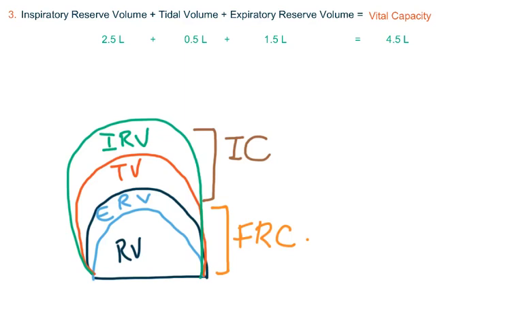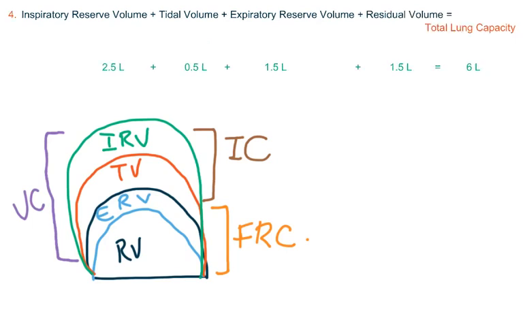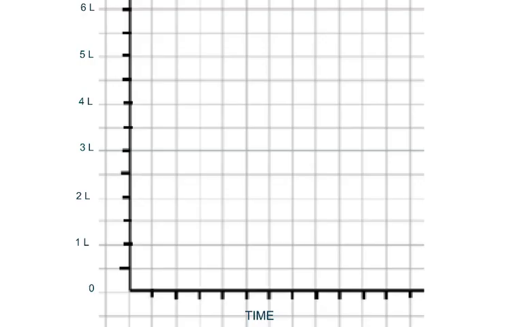Vital capacity is a sum of inspiratory reserve volume, tidal volume, and expiratory reserve volume, and it equals 4.5 liters. Finally, we have total lung capacity. As its name suggests, we will add up all the 4 lung volumes to obtain total lung capacity, and it will come approximately 6 liters. Let's plot these volumes and capacities on a graph. So on x-axis we have time, and on the y-axis we have lung volumes in liters.